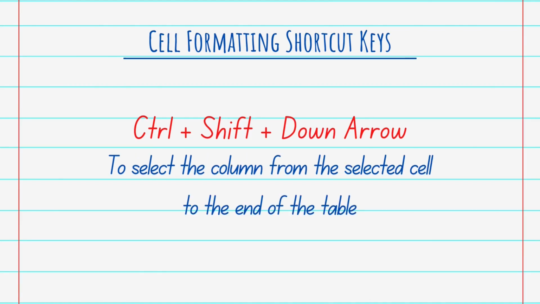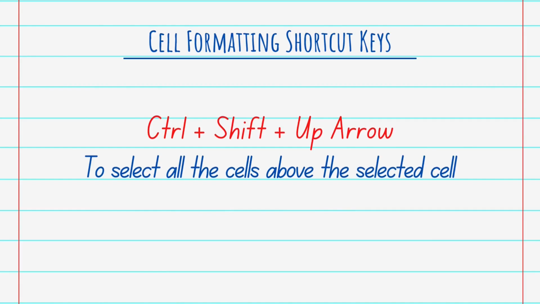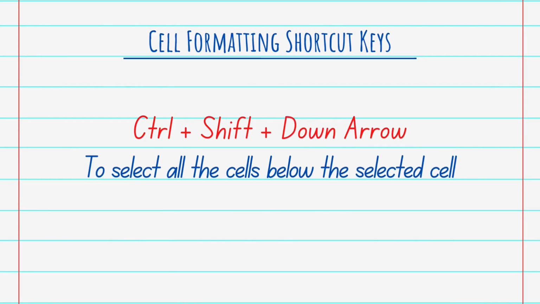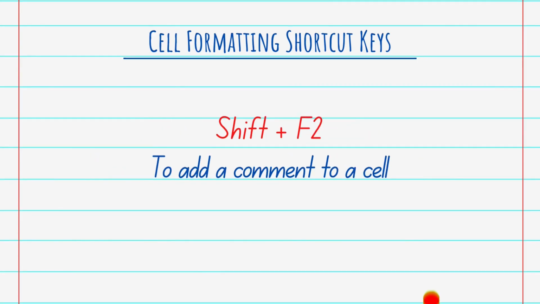Ctrl plus Shift plus down arrow to select the column from the selected cell to the end of the table. Ctrl plus Shift plus up arrow to select all the cells above the selected cells. Ctrl plus Shift plus down arrow to select all the cells below the selected cell.